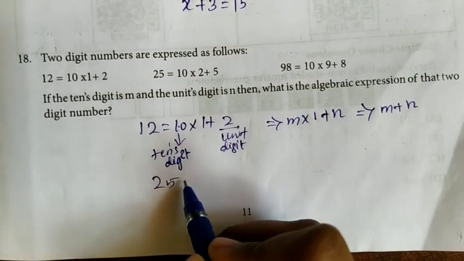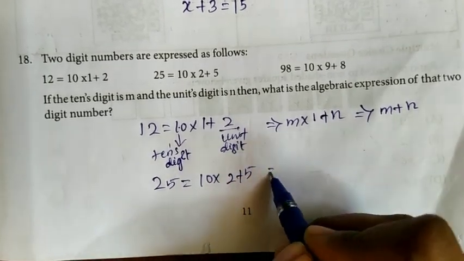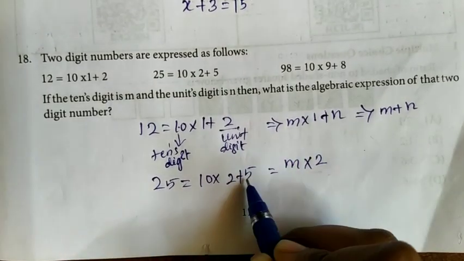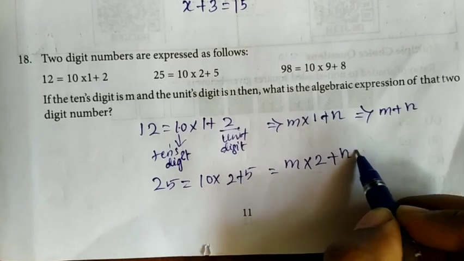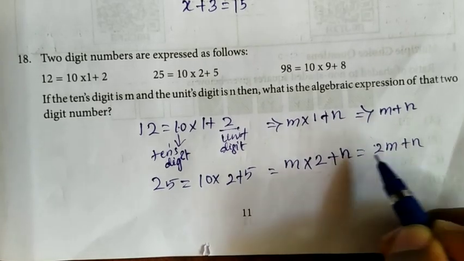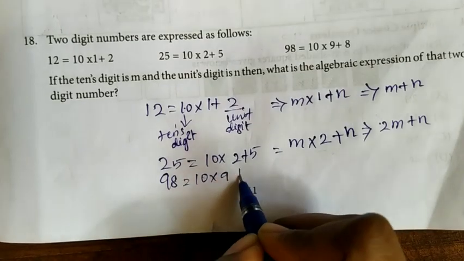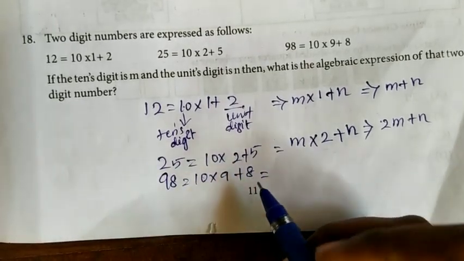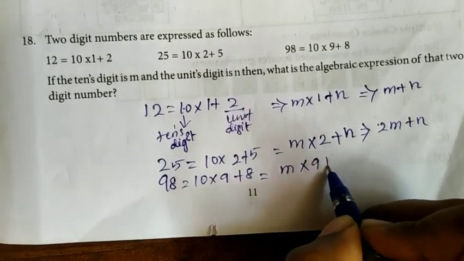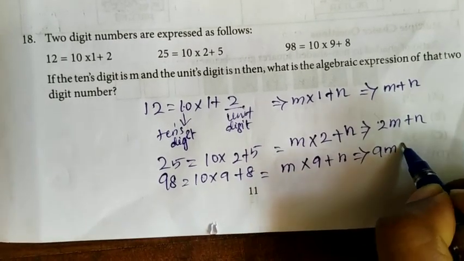Then second, 25 is equal to 10 into 2 plus 5. In the tens place we have to substitute m, into 2 is there, plus in the unit place we have to substitute n. So 2 into m is 2m plus n. Then next, 98 is equal to 10 into 9 plus 8. Substitute m in tens place, that is m into 9, plus in unit place n. We get 9 into m is 9m plus n.